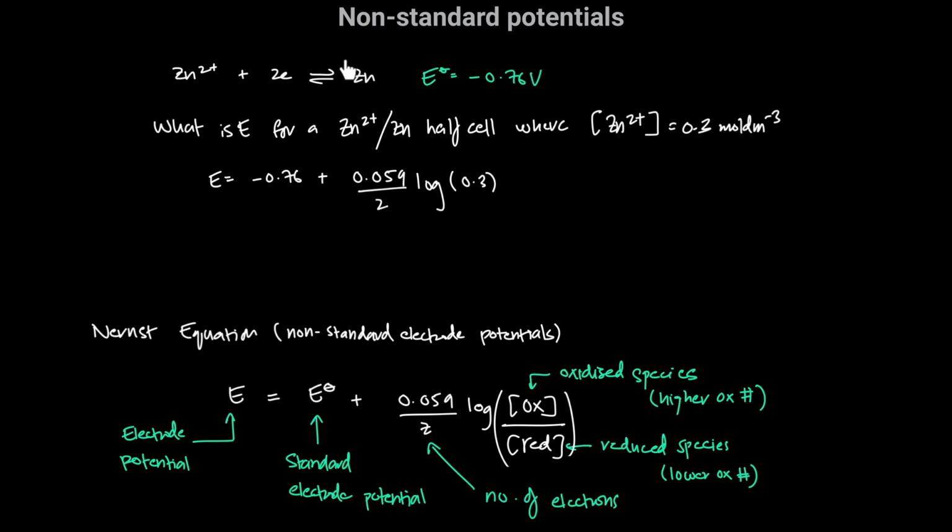It's a solid, it's a metal. We just take it as unitary concentration. It doesn't show up in the expression, it's just taken as a concentration of 1. So this is our expression, and we get the value for E as negative 0.775 volts. So that's our answer.